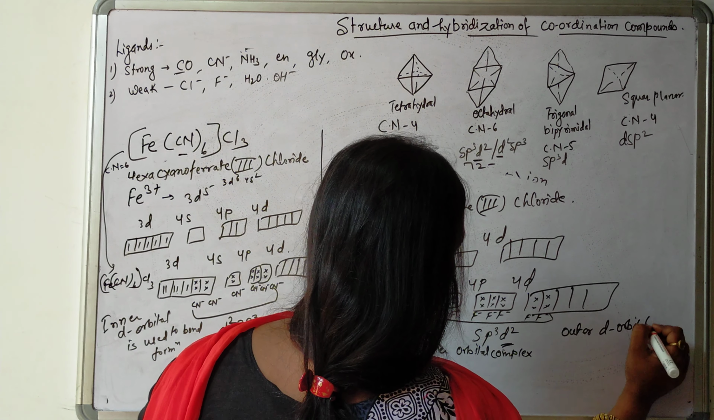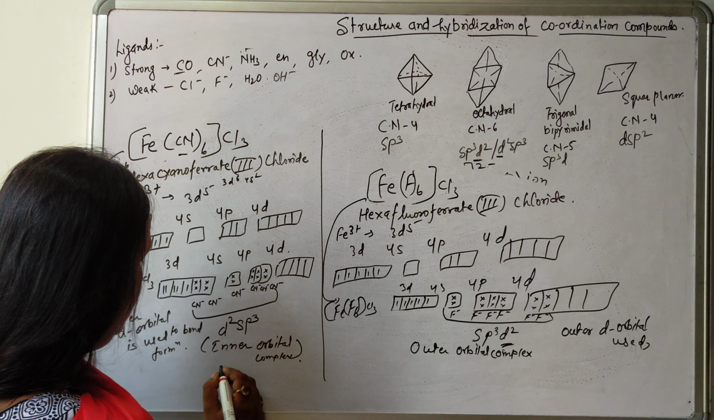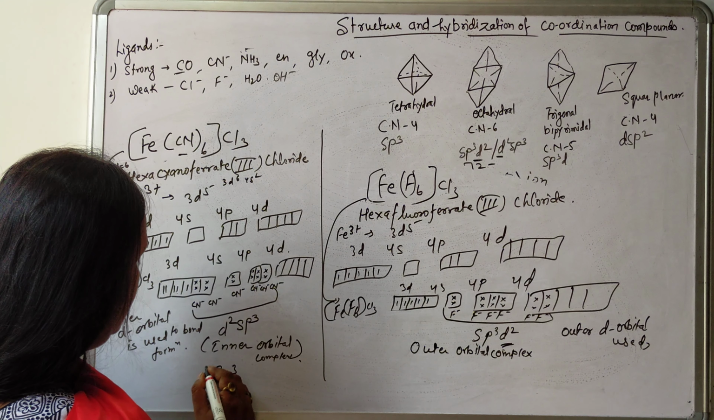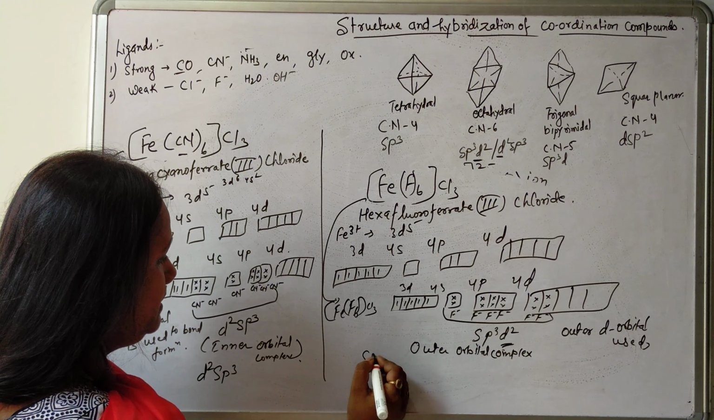This is the outer d orbital. And here the hybridization is what? Here sp3d2, and for the other complex the hybridization comes as d2sp3. Both have a similar structure. Okay, octahedral. This has an octahedral structure, and this is also an octahedral structure. The structure will be like this.